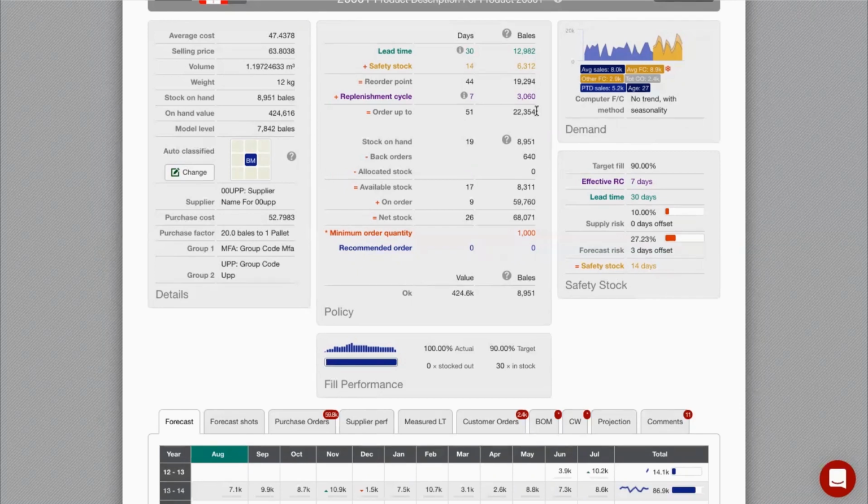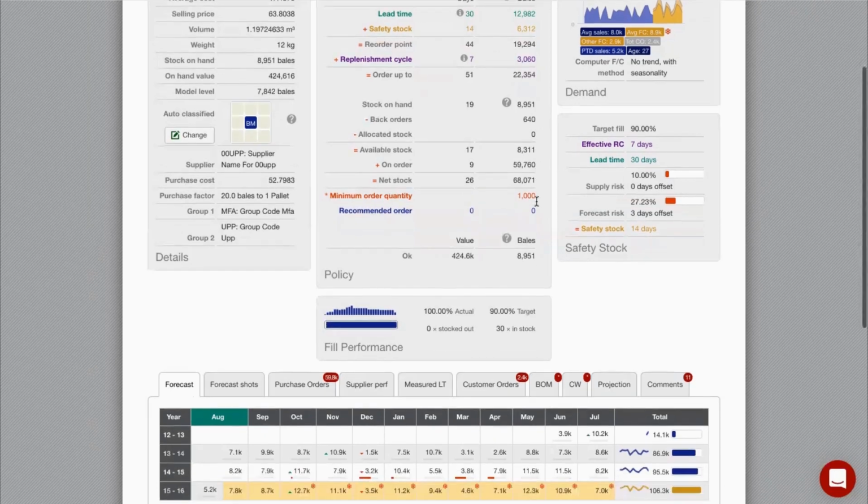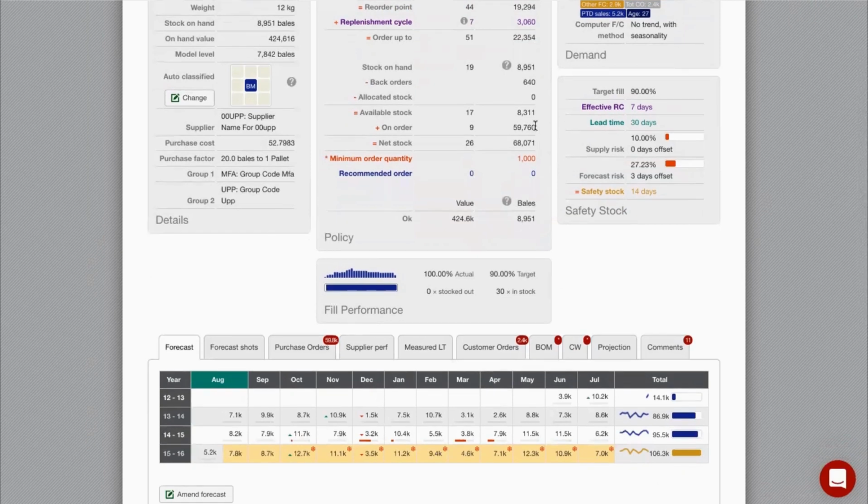Once we've done that, we then go and have a look at what's actually going on in the financial system. Where is your stock at the moment? So at the moment, that's my stock on hand. There are some customer orders that are outstanding, so back orders that need to be fulfilled. So my available stock level is 8,311. I've got 59,760 on order from Supplier, or in this case, being manufactured, because this is a manufactured item. So my net stock position is 68,071.